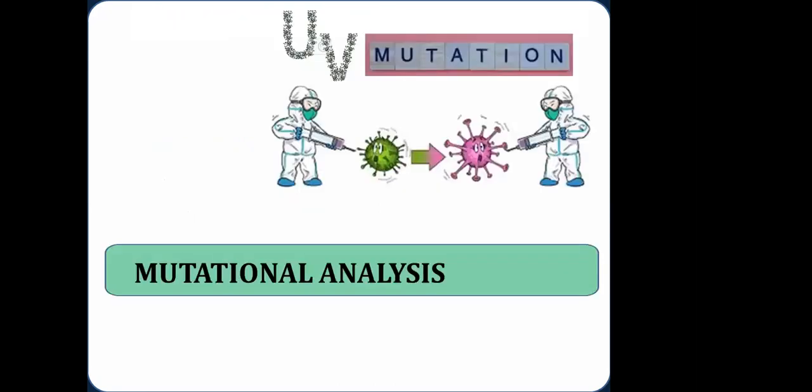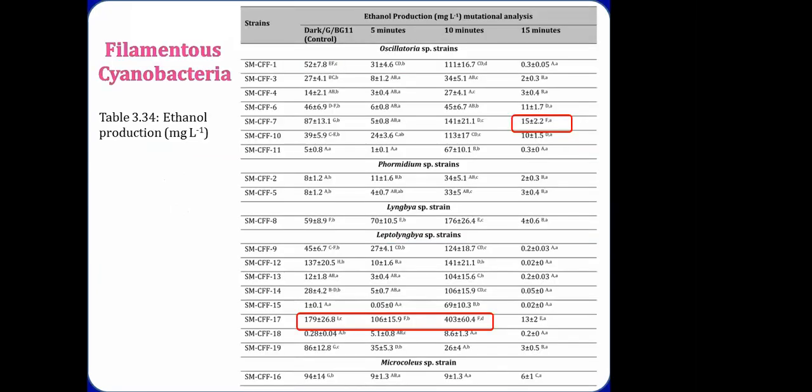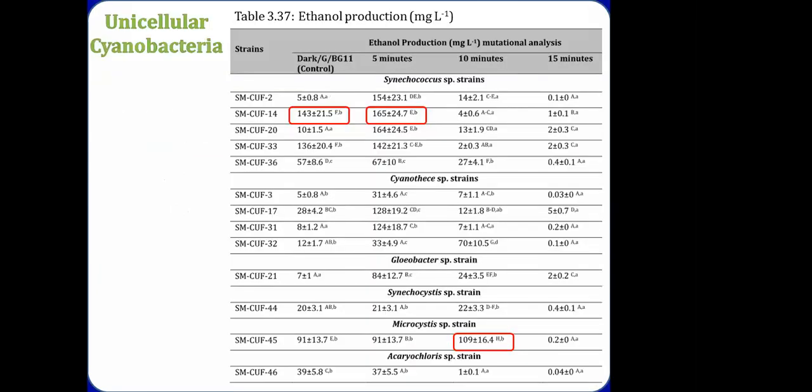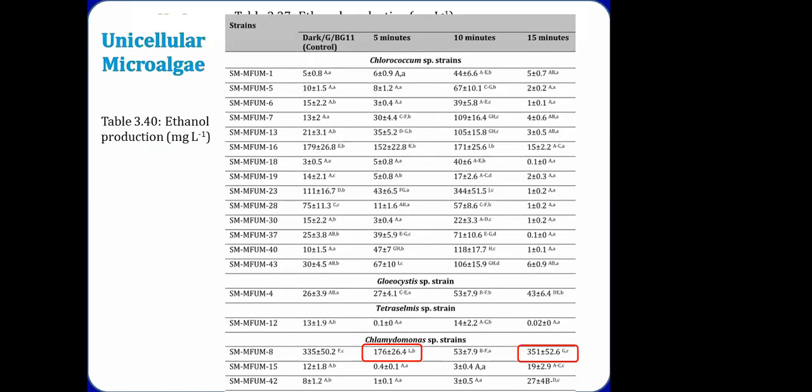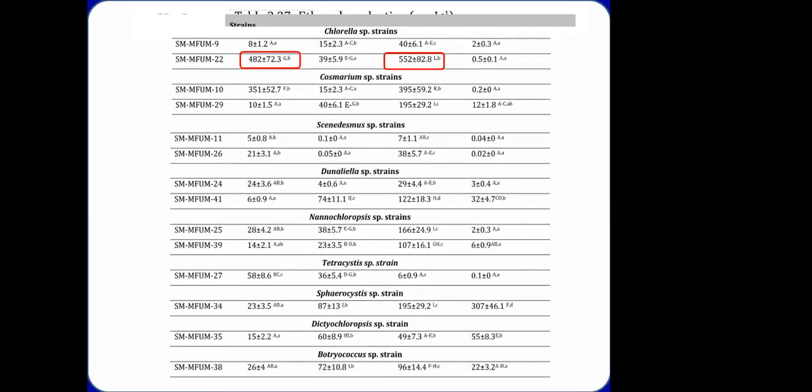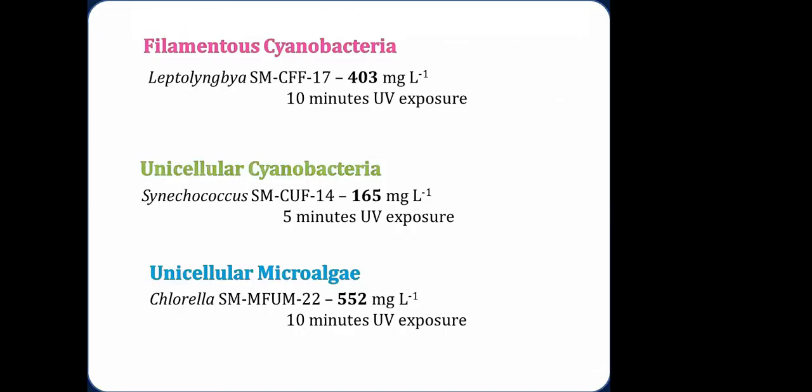So the same mutational analysis was performed for the detection of bioethanol from them, and the highlighted regions are showing the maximum results. And you can see this is for the unicellular microalgae, and here is the summary of all the results. And after giving the UV mutations, the highest result was obtained in the case of the unicellular microalgae Chlorella.